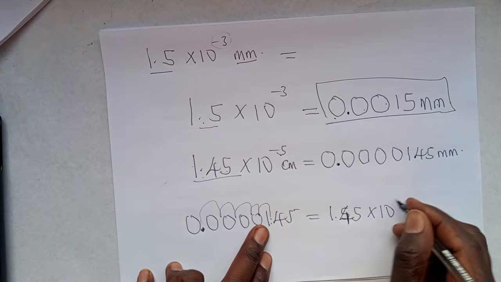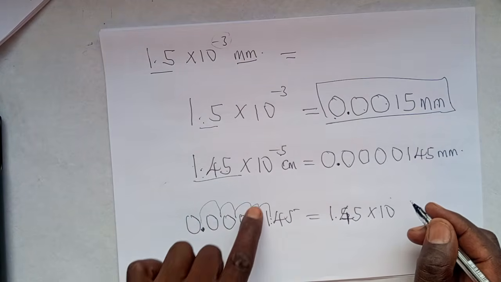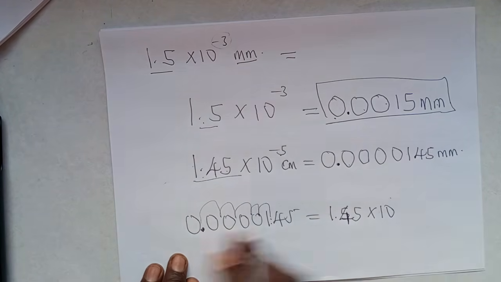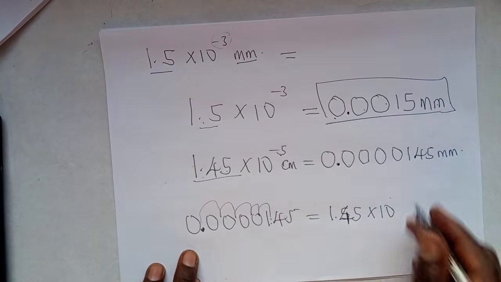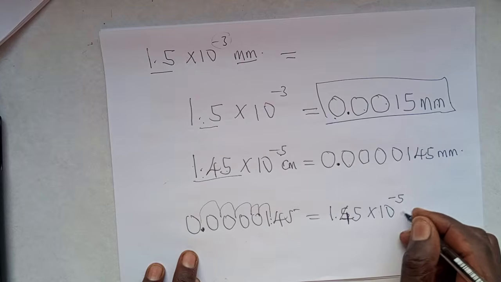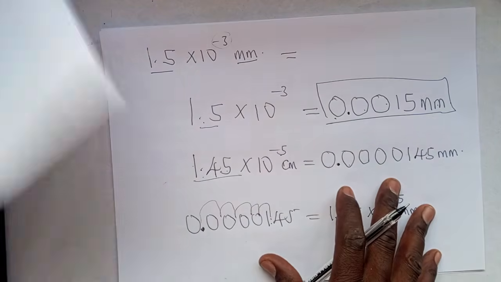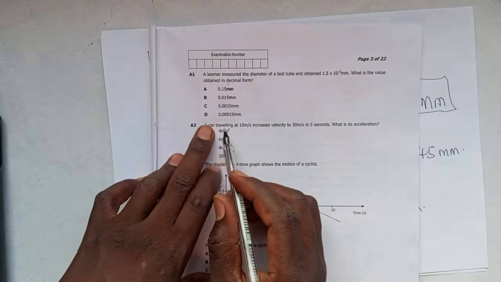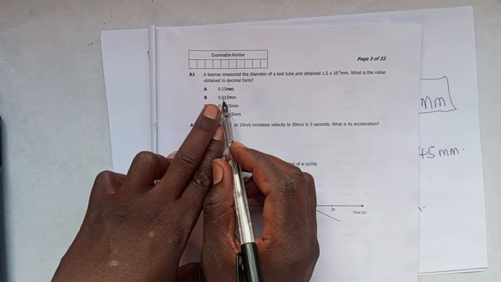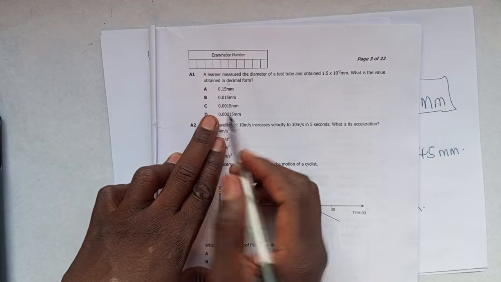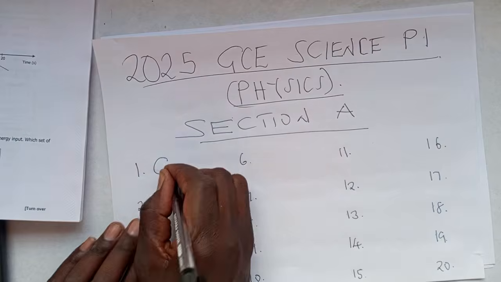Multiplied by 10 to the power, how many times did you move? 1, 2, 3, 4, 5. You moved 5 times, and you are going this side. And because you are going this side, you put negative 5 millimeters. I hope this is making sense. So as you scan through for the answers, in this case, how many zeros? 1. How many zeros? 2. How many zeros? 3. The answer is C. So in this case, the answer for question 1 is C.